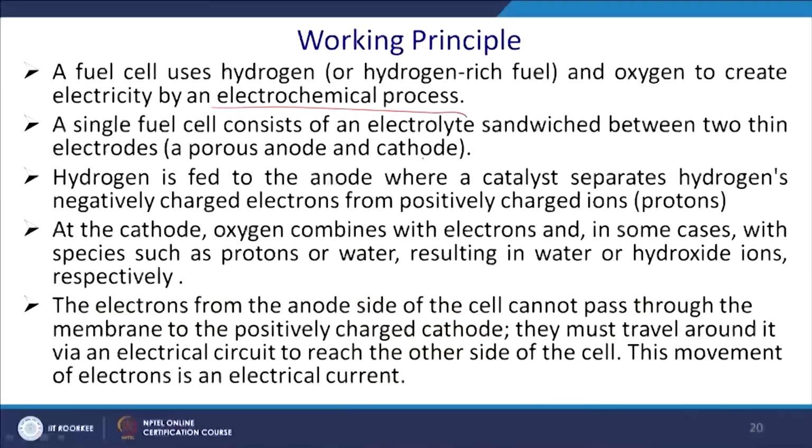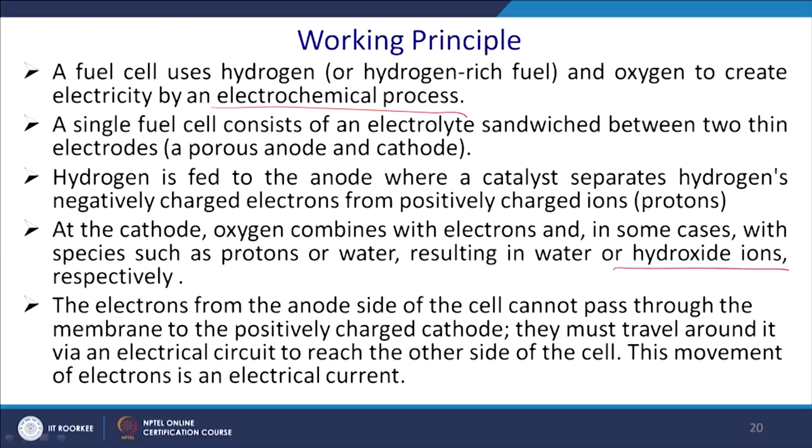Hydrogen is fed to the anode, where the catalyst separates the hydrogen's negatively charged electron from the positively charged ion, or proton. At the cathode, oxygen combines with the electron, and in some cases with protons, resulting in water or hydroxide ions respectively.